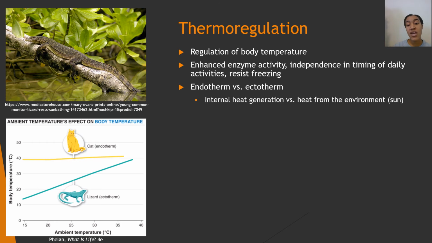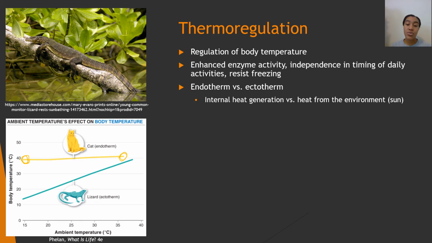The cat is an endotherm, and it's showing you that the cat's body temperature is maintained around 40 degrees Celsius no matter what happens to the environmental temperature. So if it's cold outside, like 15 degrees Celsius, the cat's internal body temperature is around 40 degrees Celsius. If it's 35 degrees outside, the cat's body temperature is still maintained around 40 degrees Celsius.